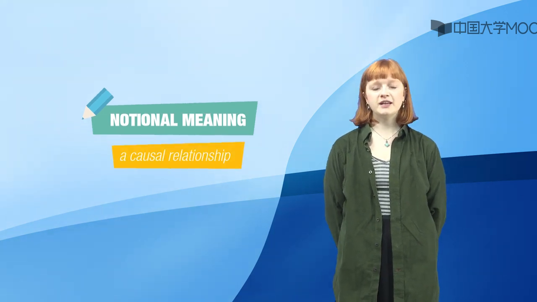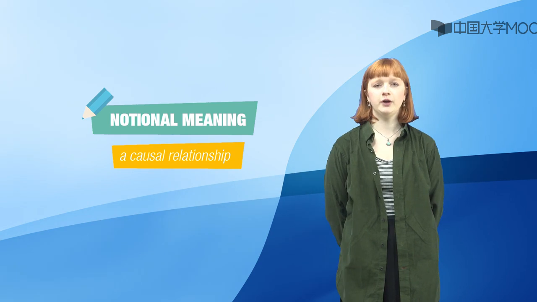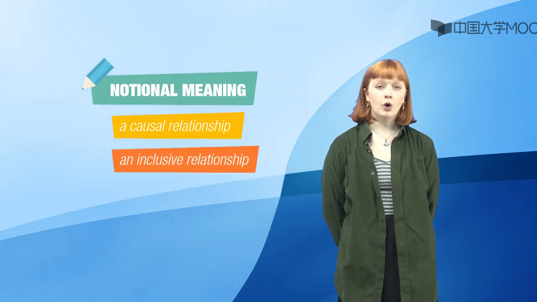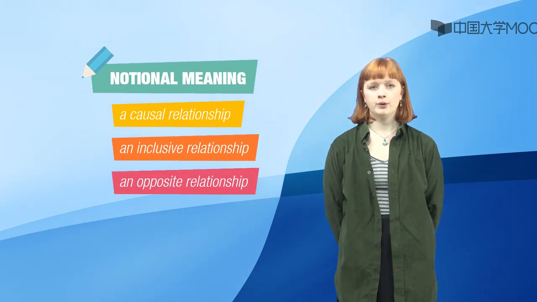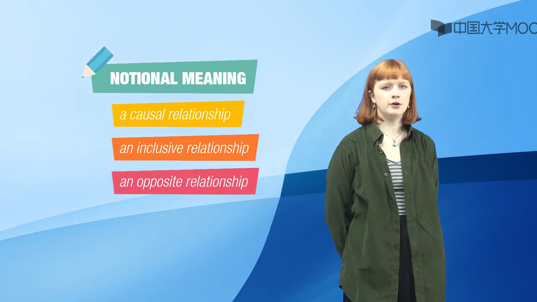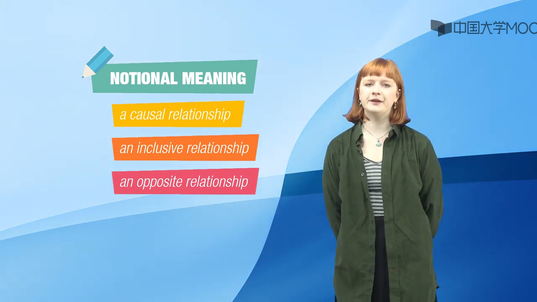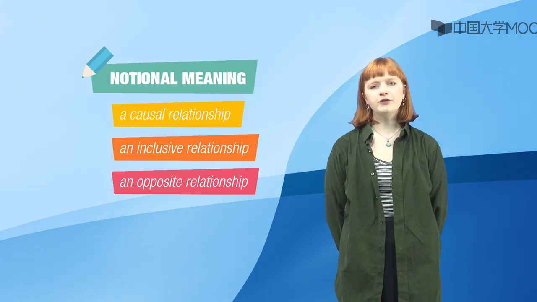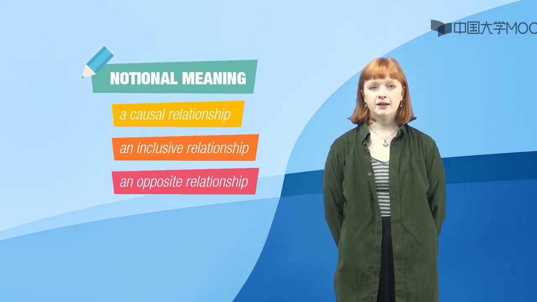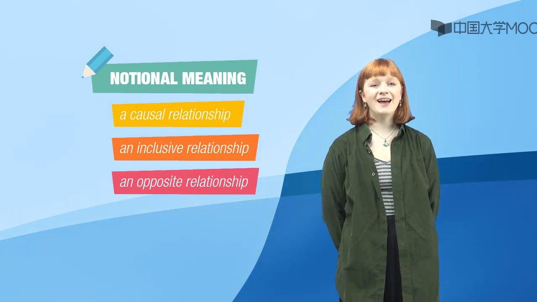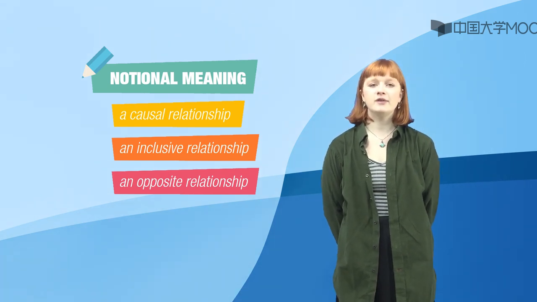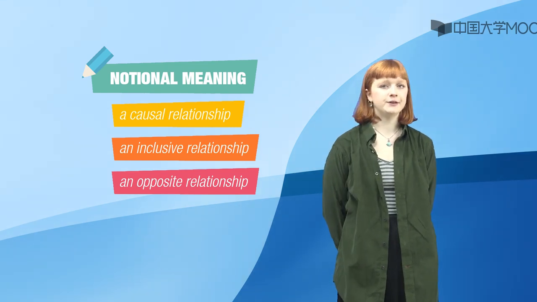It could be a causal relationship, one notion is the cause of the other, or an inclusive relationship, one is included in the other. Or it could be an opposite relationship, one is against the other. Identifying these relationships will help us express a notional meaning in a more understandable and explicit manner. Different relationships play different roles in explaining a notion. Generally, these relationships will provide a clear outline for writers to present a notion and a clear structure for readers to obtain information from the explanation.